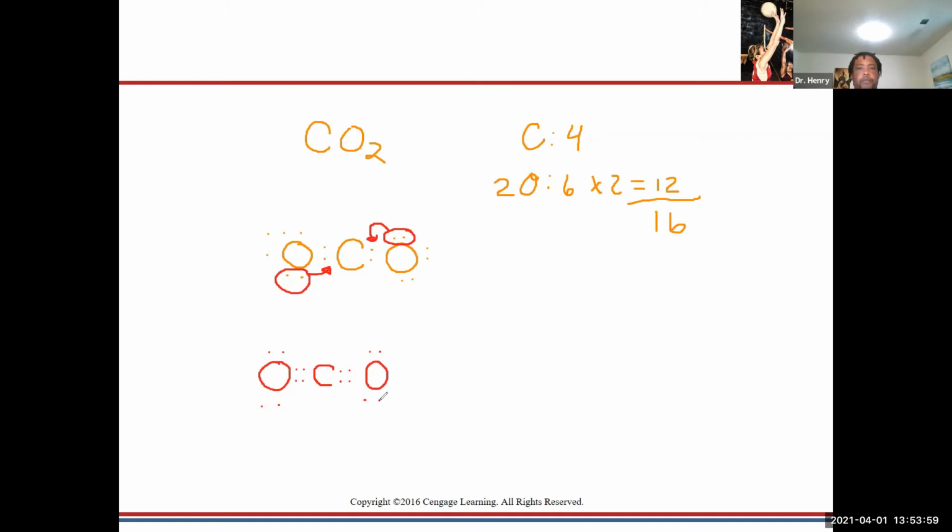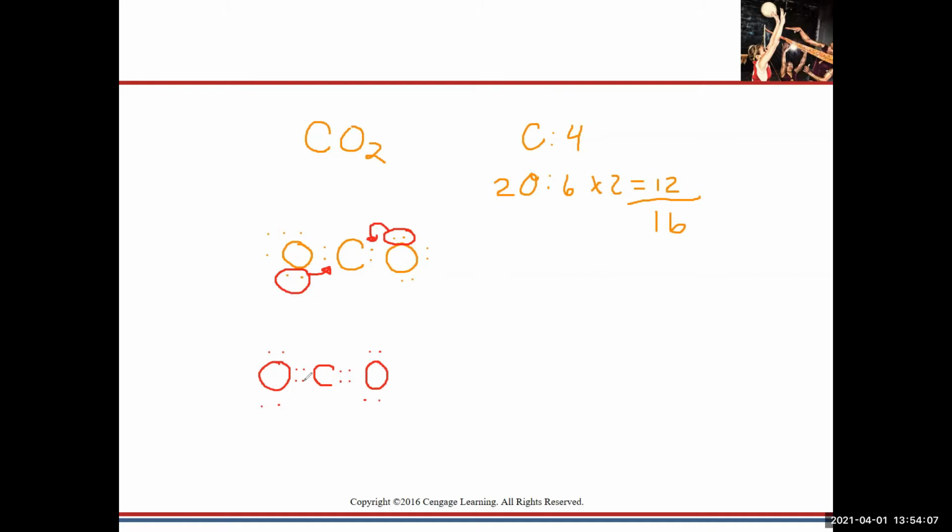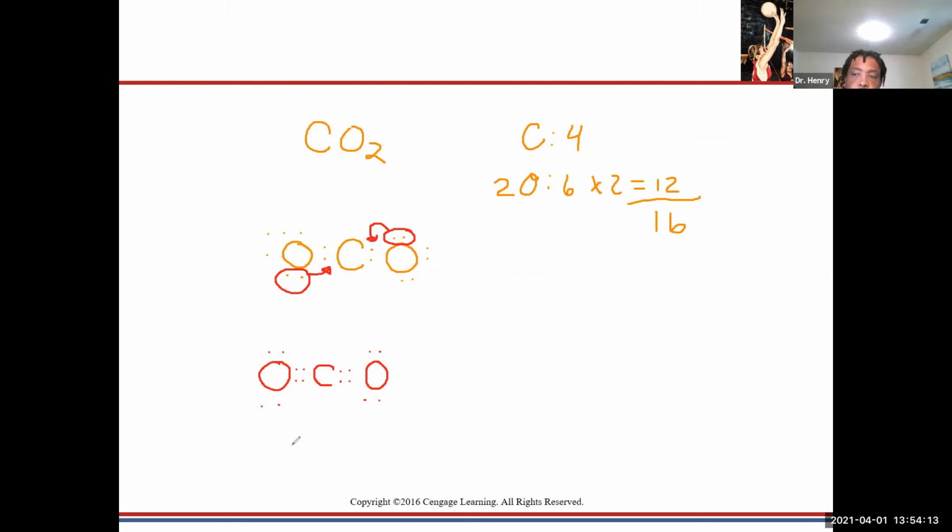Okay, so right now, carbon has 8 around it. How many does oxygen have around it? 8. And this oxygen? 8. So this is a good structure. So the easier way to draw this is by drawing it with a line, because sometimes dots get lost, particularly on Zoom.